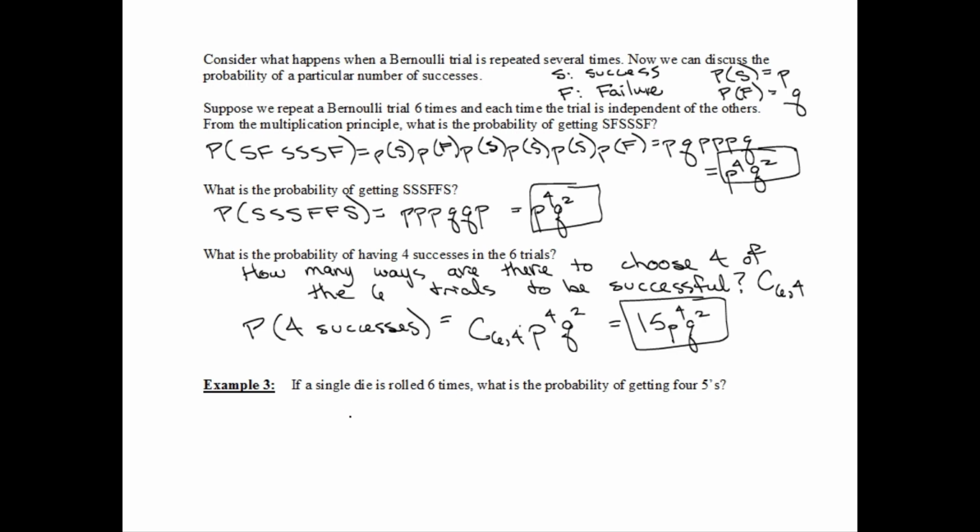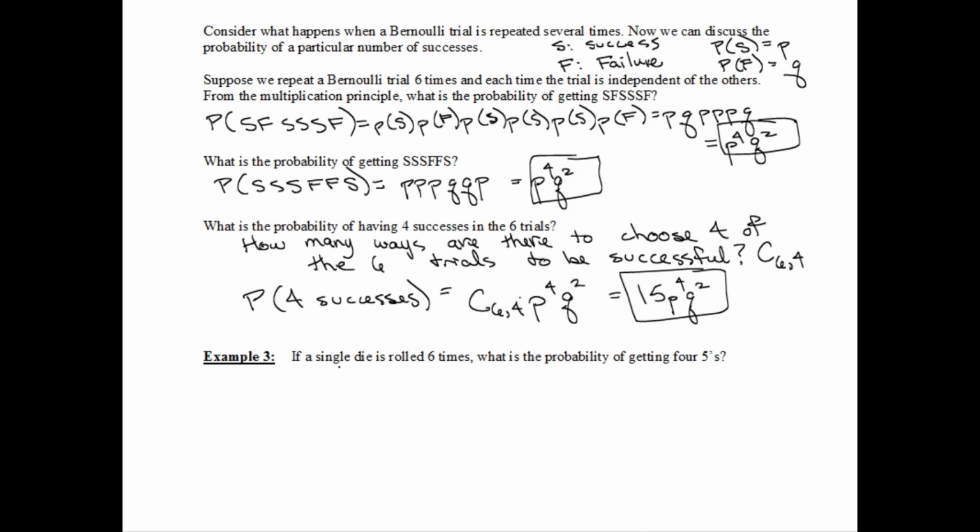Now if we look at a single die and we roll it 6 times, we've already looked at this, our success is we roll a 5, and that'll be on just one trial. So on one trial, getting a success would be getting a 5, and so the probability of that happening will be 1/6. Therefore, the probability of failure will be 5/6. They must add up to 1.